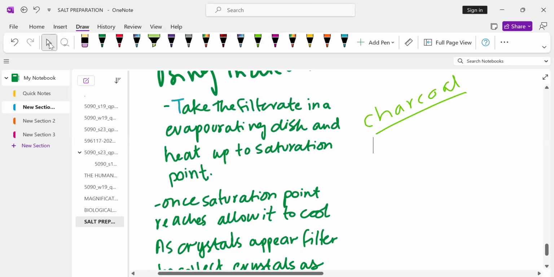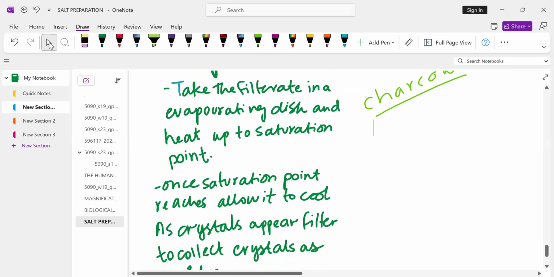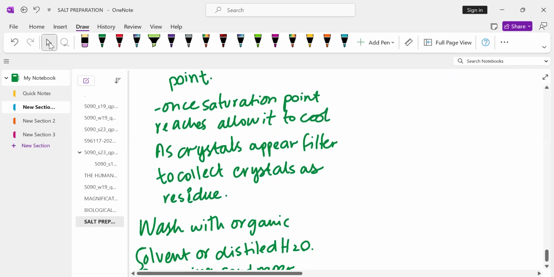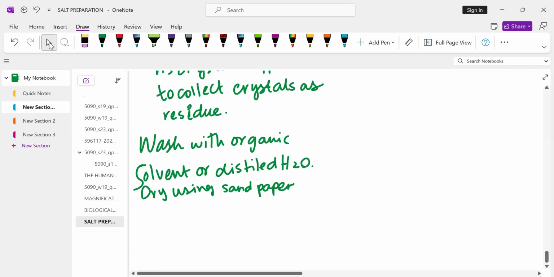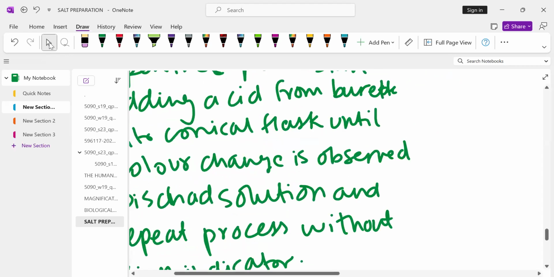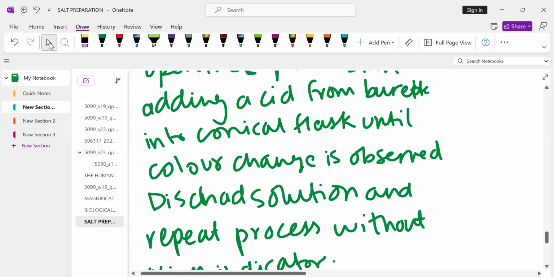Okay, now you have to repeat the same method of crystallization. What you have to do is take the filtrate in an evaporating dish and heat it up to the saturation point. Once the saturation point is reached, allow it to cool until crystals appear. Filter it to collect the crystals as residue, and then wash with distilled water and dry them using filter paper. And this is how you obtain pure crystals of sodium chloride.